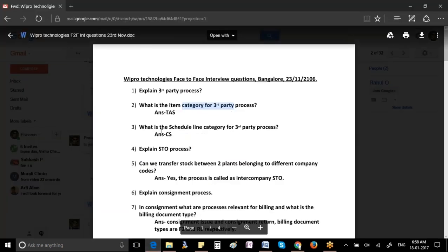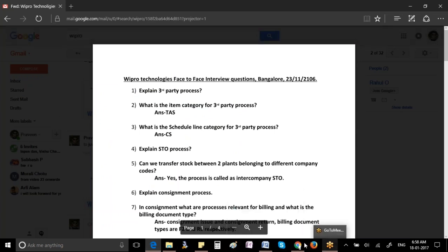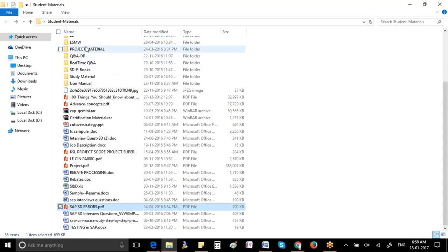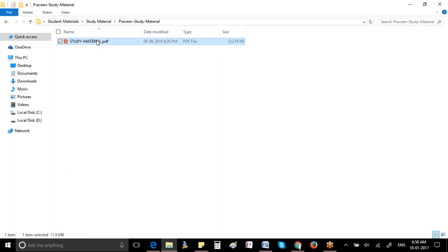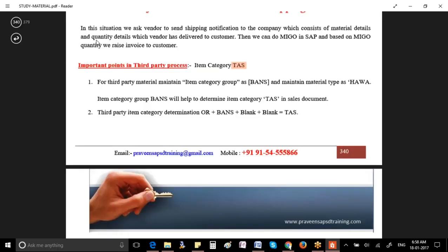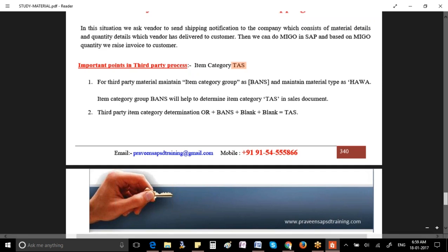Next, you see what is the schedule and category for third party. It's the same here again. Why I'm showing this is to give you confidence that it's not rocket science to clear an interview. Second thing, SAP SD is not that tough as you think, and it's not that wide that you cannot swim. It's pretty easy to crack the interviews and pretty easy to learn the knowledge.